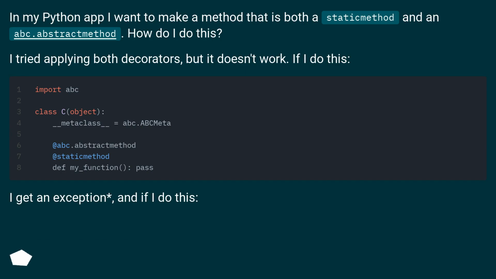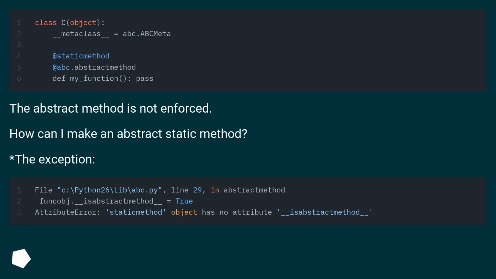If I do this, I get an exception, and if I do this, the abstract method is not enforced. How can I make an abstract static method? The exception.